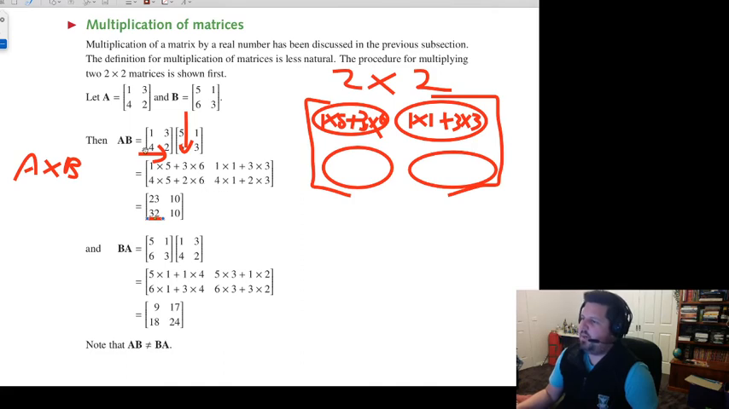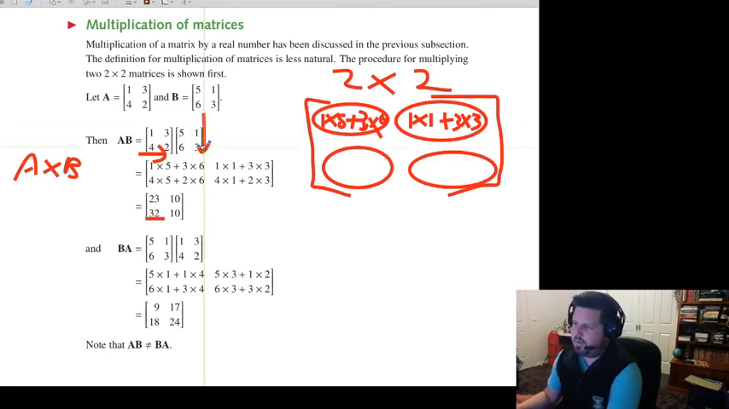Again, for this second row, after you've done that multiplication by this column, it's going to be this row multiplied by this column here. So let's shift that across. We're going to go down this one. So we've got 4 multiplied by 1 plus this 2 multiplied by the 3. So as you're going across, you're going down.